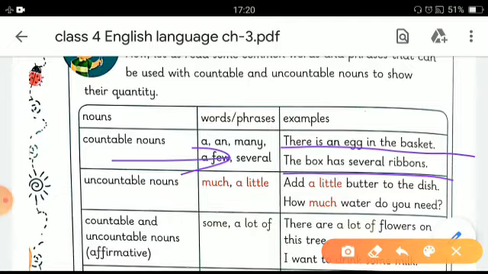And for uncountable nouns, we use much and a phrase like a little. And the examples are: add a little butter to the dish. How much water do you need?